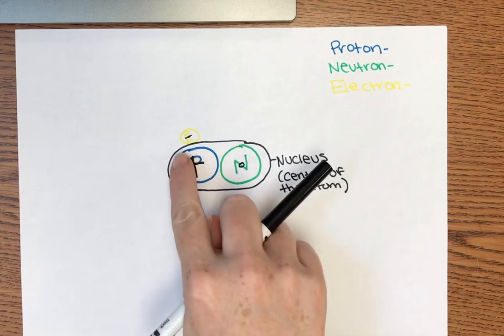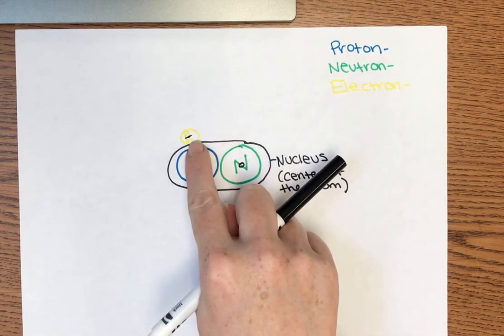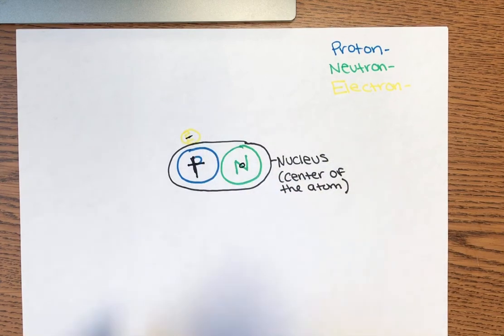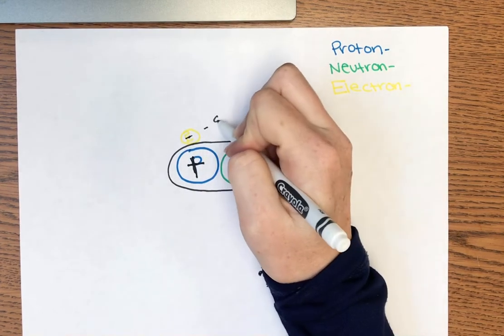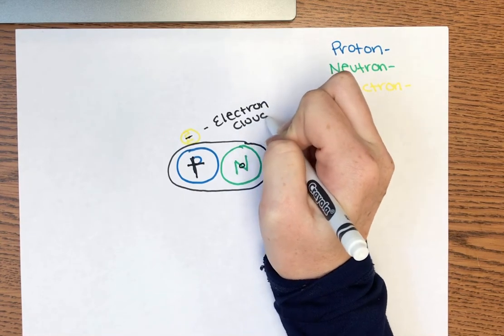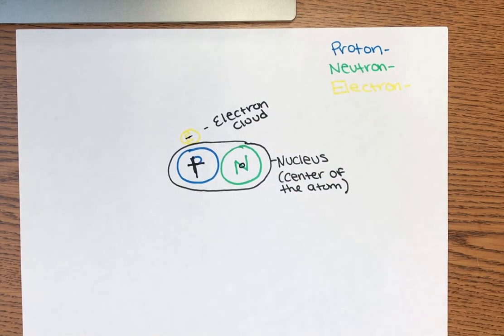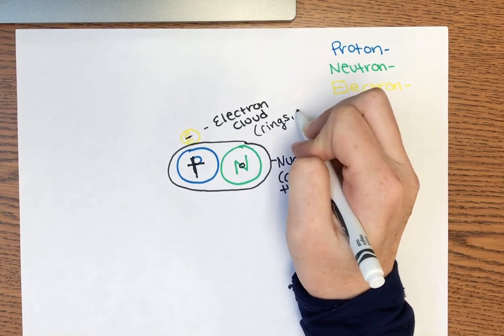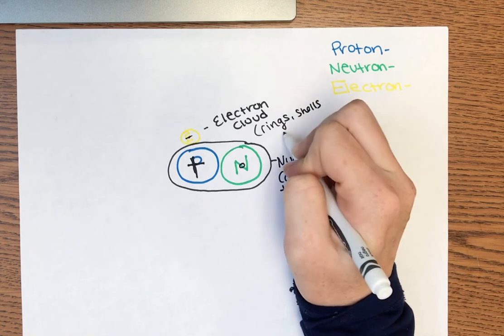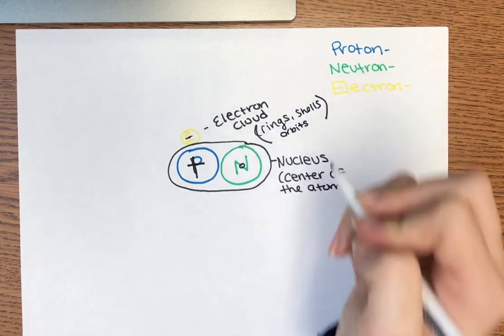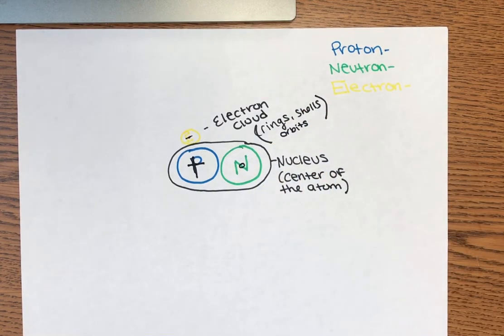Out here, outside of the nucleus, notice how the electron is not inside the nucleus. Outside the nucleus, the electron is in something called the electron cloud. The electron cloud is where all electrons are located. Sometimes you may hear about the cloud referred to as rings, shells, or orbits. But for the most part, we like to try to refer to it as the electron cloud.